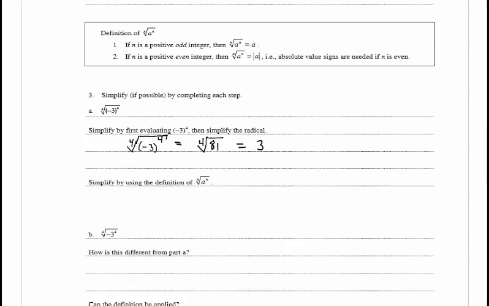And now they want us to simplify by using the definition of the nth root of a to the n. And if we have the fourth root of (negative 3) to the fourth, this is equal to, we have a positive even root and a positive even exponent, and this is equal to the absolute value of negative 3, and the absolute value of negative 3 is equal to 3.